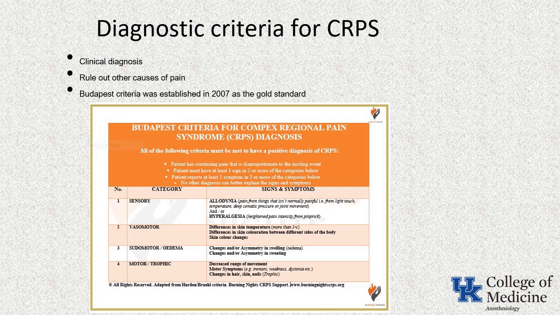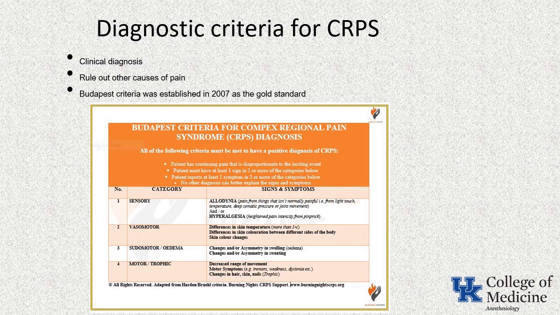So, diagnostic criteria for CRPS. This is a clinical diagnosis. The first thing you have to do is rule out other causes of pain. There is what is known as the Budapest criteria, which was created by one of the pain societies when they met in Budapest to help diagnose this syndrome.